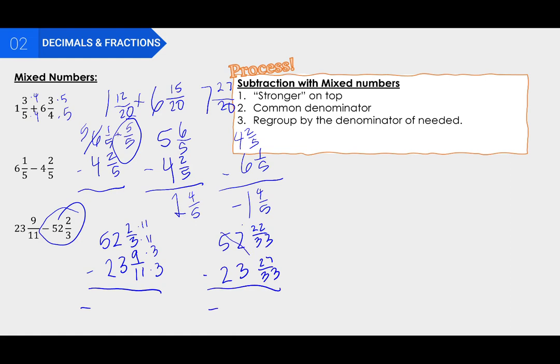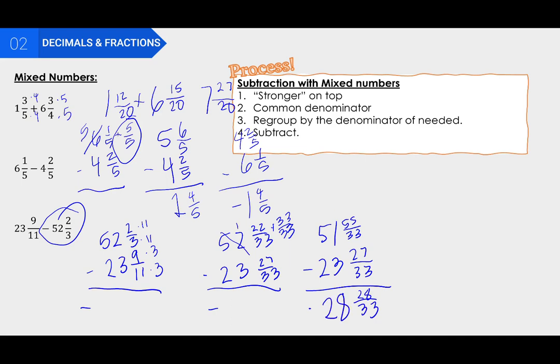So let's borrow 1 from here, which is really 33/33rds, so 1 whole. So we have 51 and 55 over 33. And we can subtract now. That's step 4, subtract. We get 28 over 33. 51 minus 23 is also 28. And remember, it should be negative from where we started. So step 5, keep the sign of the stronger one and see if you can simplify, which we can't. So that one is done.